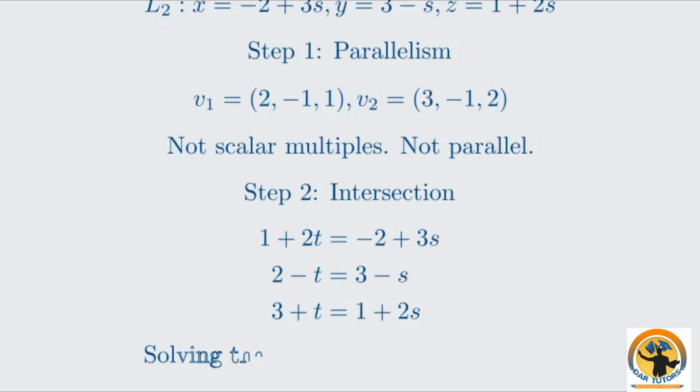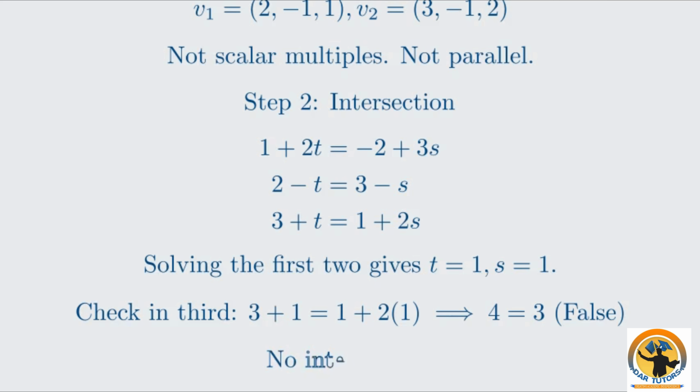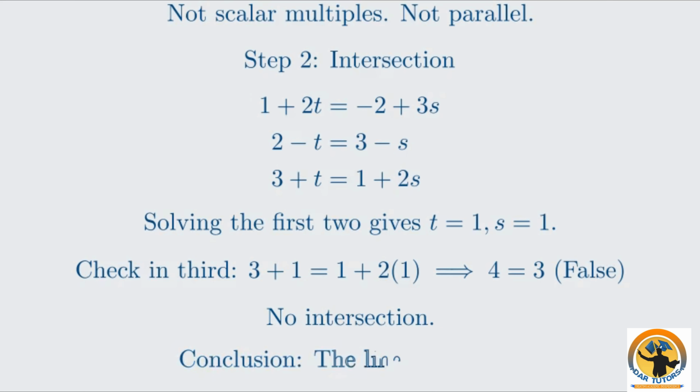Solving the first 2 equations gives t equals 1 and s equals 1. Substituting these into the third equation gives 4 equals 3, which is false. This is a contradiction, so the lines do not intersect. Since the lines are not parallel and do not intersect, they are skew.